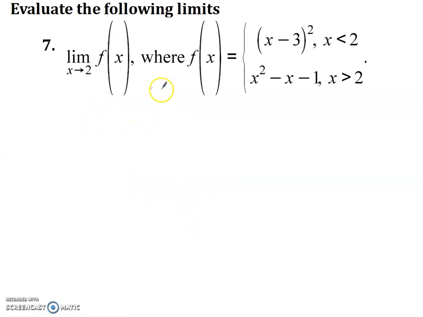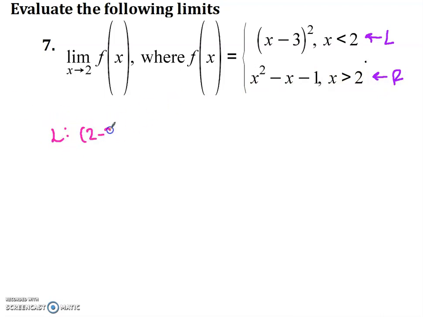Now this next one doesn't specify a direction, so this means from the left and from the right. That means we have to get the same limit from the left and the right. This one right here would be the limit from the left, since it's the less than. The second one would be the limit from the right, since it's the greater than. I'm going to check the limit from the left first.